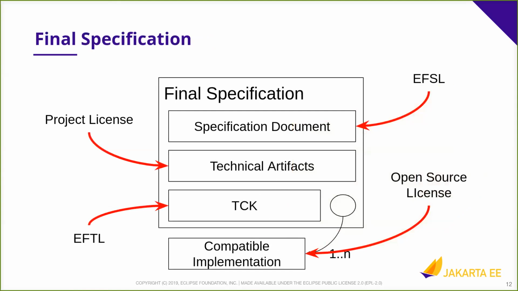This is a picture I've displayed before. The final specification is the composition of all of these different artifacts. A specification document under the specification license. The TCK will also transmogrify, and there will be an Eclipse Foundation TCK licensed version of that. The technical artifacts would be API generally. And then some number of one or more compatible implementations will be referenced as part of that final specification.